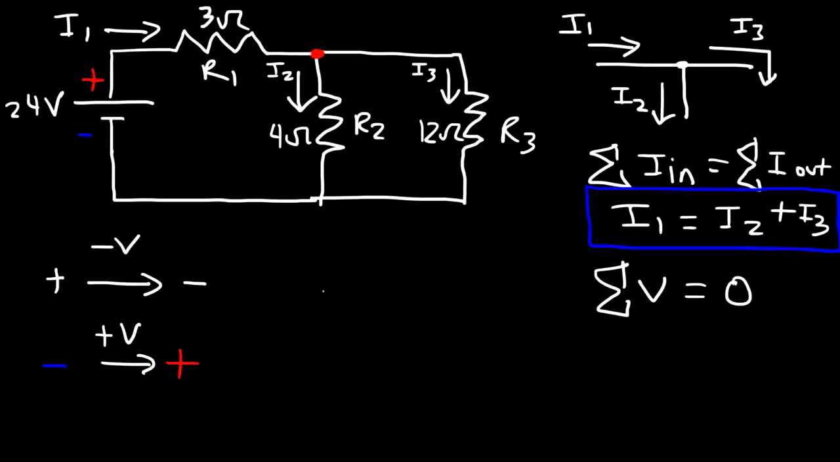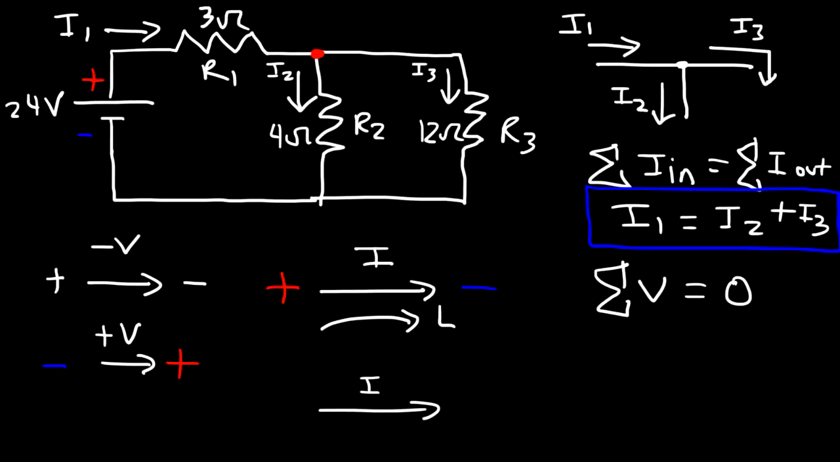Now, here's a question for you. Let's say the current is flowing in this direction, and as you're traveling around the circuit, you're going through the loop in the same direction as the current. Will this be associated with a positive voltage or a negative voltage? Keep in mind, current flows from high potential to low potential. So we're going from positive to negative. Therefore, this will be associated with a voltage drop.